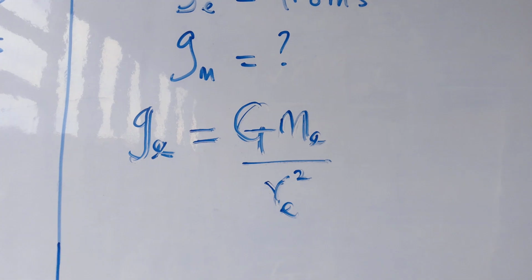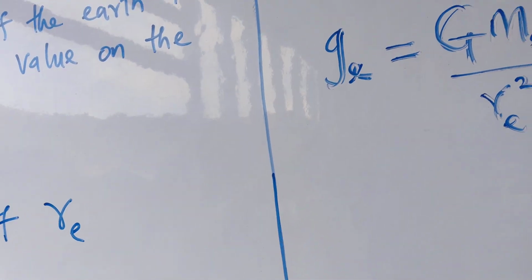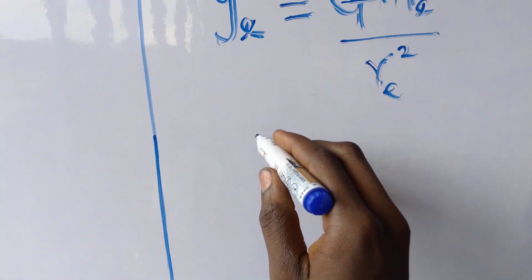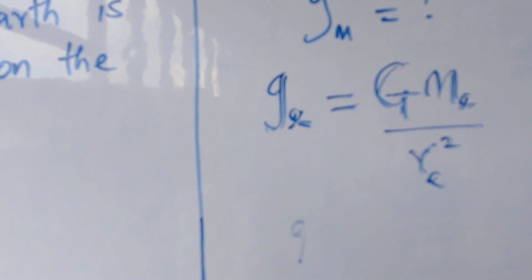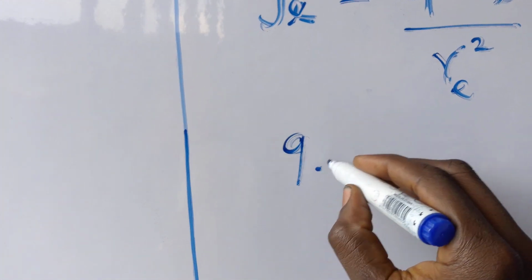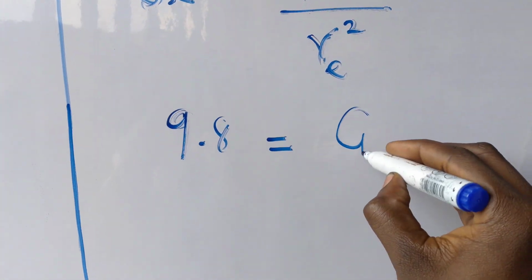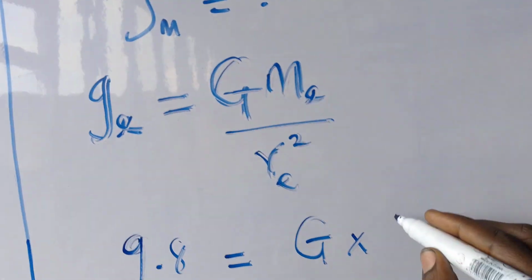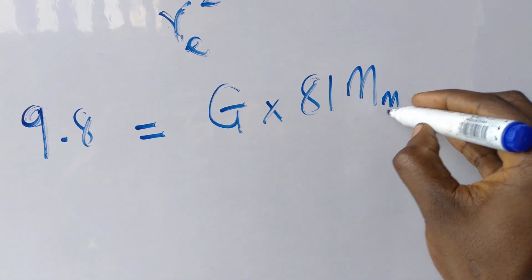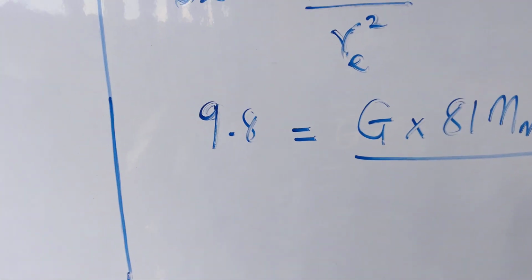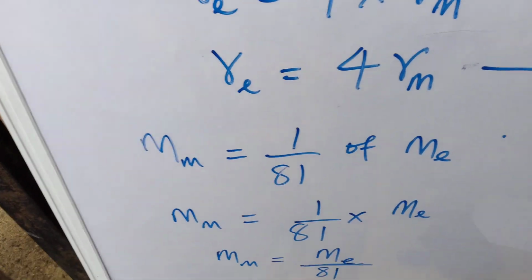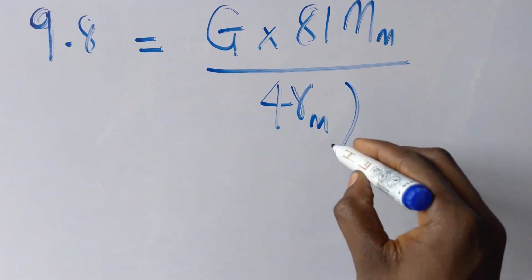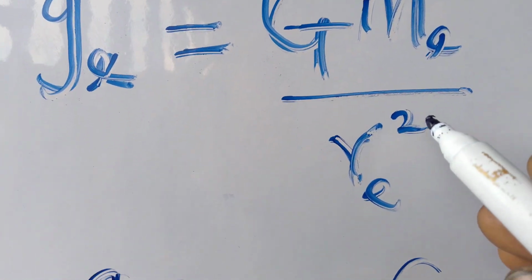And then in place of the radius of the Earth, I write 4 rm, and this then changes to 9.8. You have 9.8 equals capital G times the mass of the Earth, which is 81 mm, over the radius of the Earth. Radius of the Earth is 4 rm, so that is 4 rm, all raised to the power of 2, because there is a power 2 here.